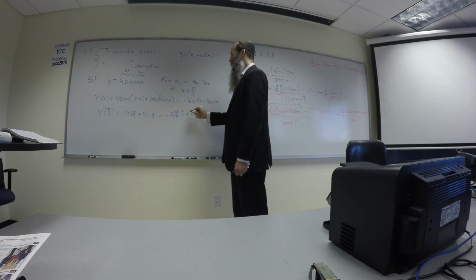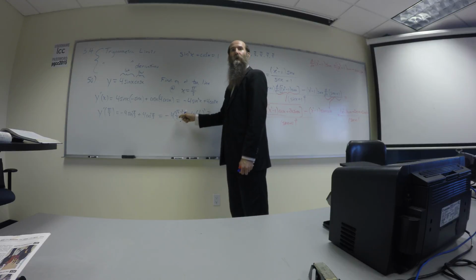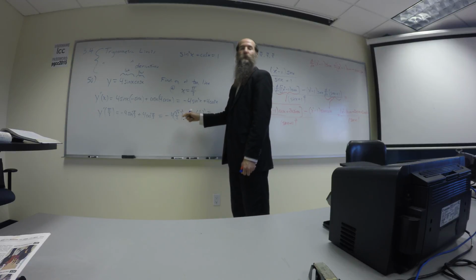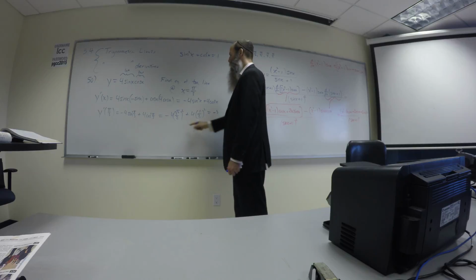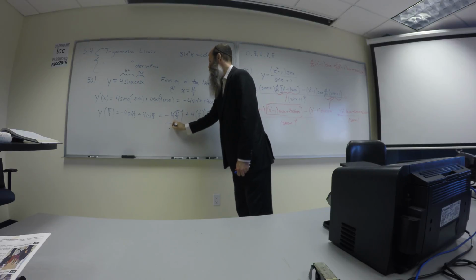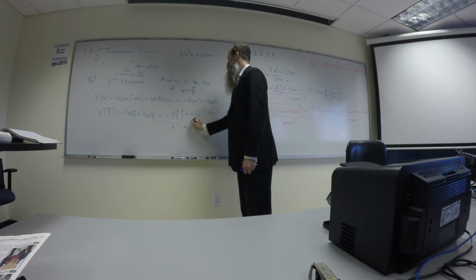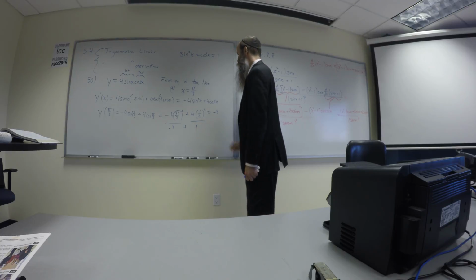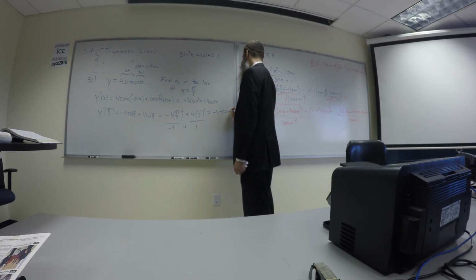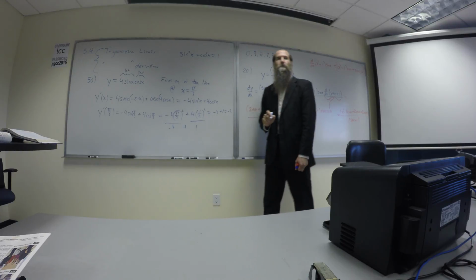Root 3 on 2 squared is what? 3/4. But times 4 is going to cancel. So I'll just leave the 3. So it's negative 3 for this first, right? That expression is negative 3. And what's this one? 1/4. So plus, this expression is 1. So negative 3 plus 1 is negative 2. There's the slope at pi on 3.